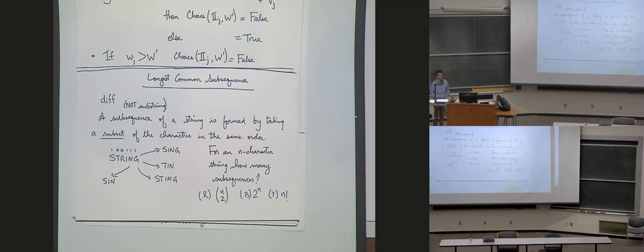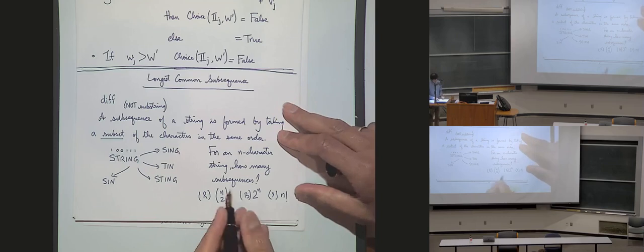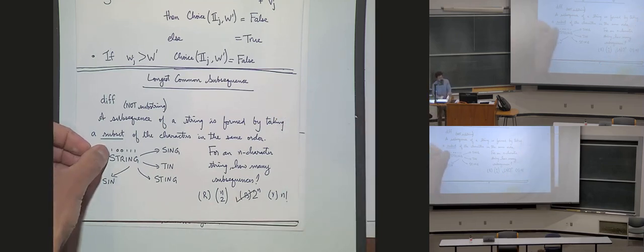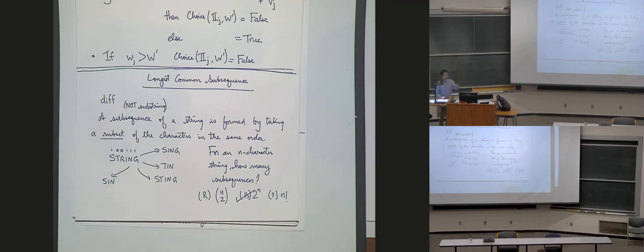By now we've seen enough of these discrete math examples. We know it's 2 to the n, and it's 2 to the n exactly because for each character, I can either choose to keep it or not. So there are two options for each, and you get 2 to the n.